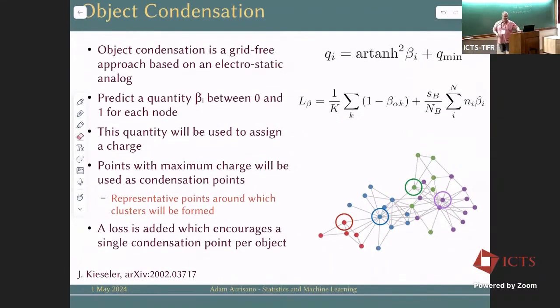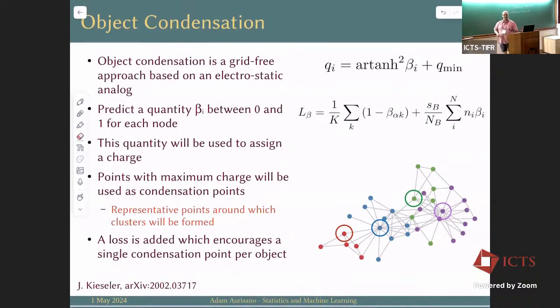There's an idea called object condensation, which uses an electrostatic analog. You imagine that for every hit in your detector, you learn a charge, and you basically learn a potential where charges that are from the same object in truth feel a force pulling each other together, and ones that are from separate objects feel a repulsive force.